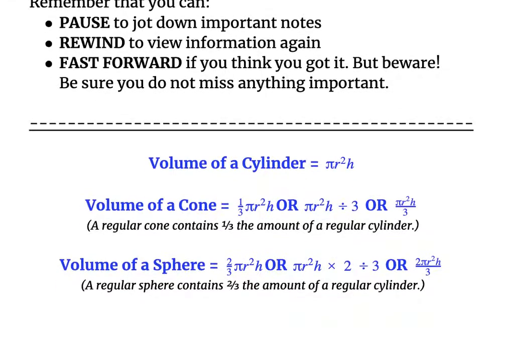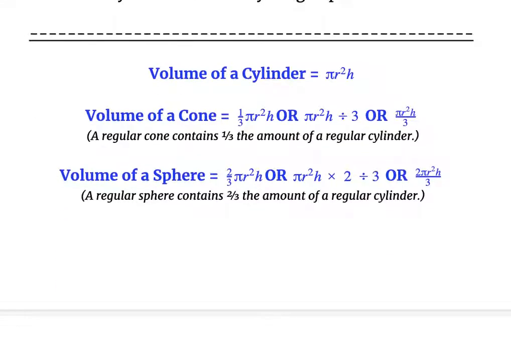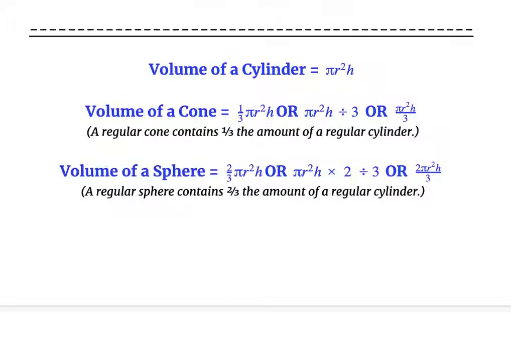So as a review, we learned that the volume of a cylinder is the area of a circle, pi r squared, multiplied by the height, so that we can figure out the total area inside, or space inside, that cylinder by figuring out the area of a circle and multiplying by all the layers.